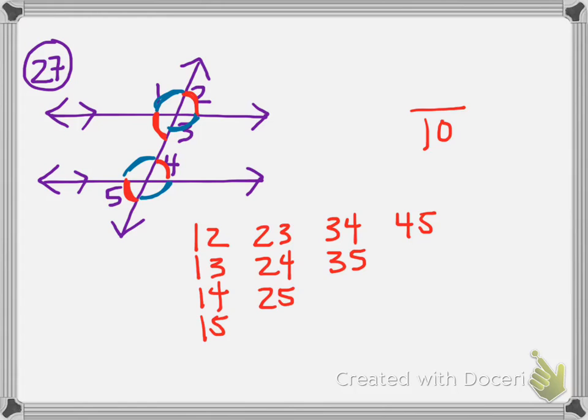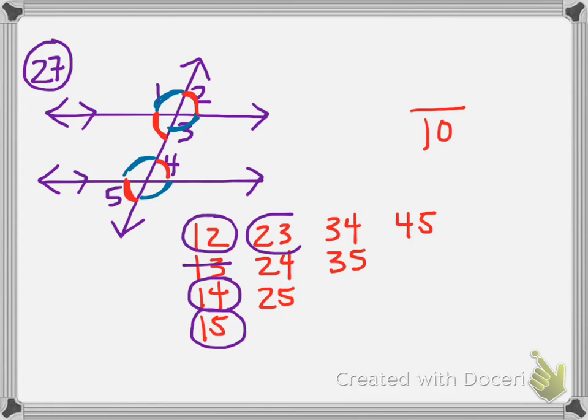We need to figure out what is the probability that the pair will be supplementary. So I've got to look at the colors. I'm going to circle them if they're going to be supplementary. So let's see. 1 and 2 are different colors, so those are going to be supplementary. 1 and 3 are the same colors, so they're not. 1 and 4 are different colors, so those will be supplementary. 1 and 5 are different colors, so those are going to be supplementary.